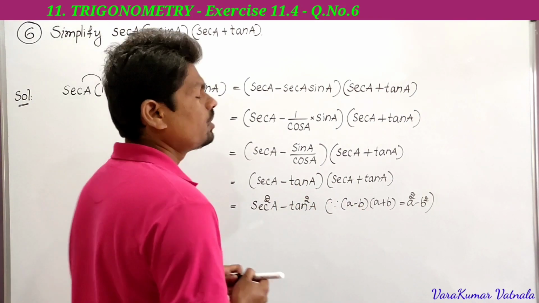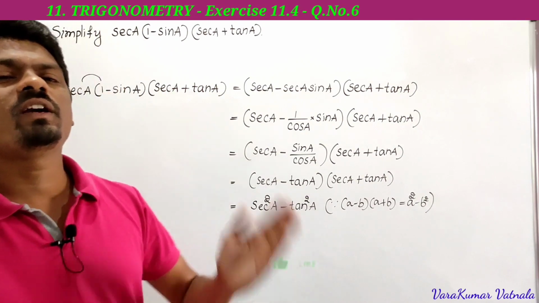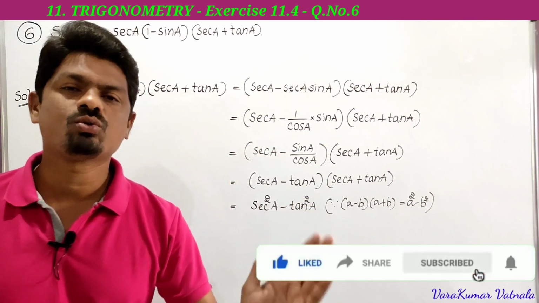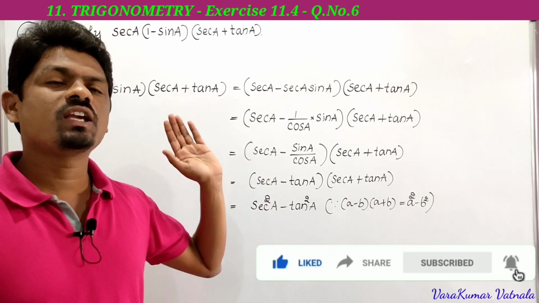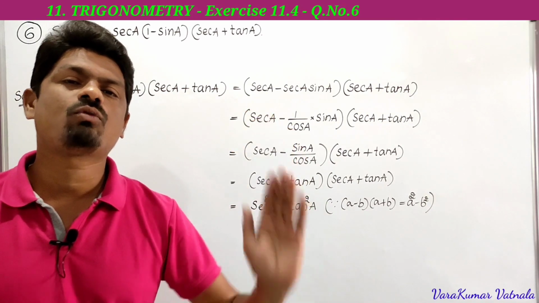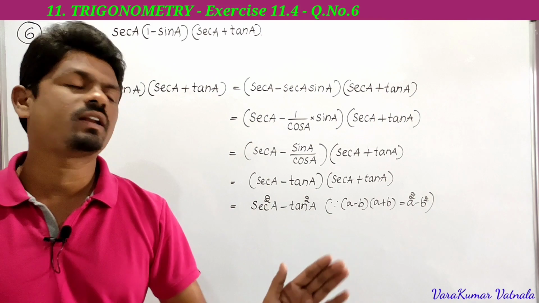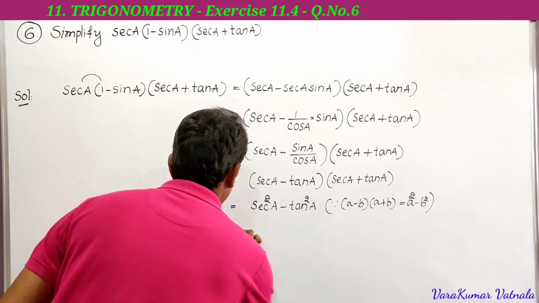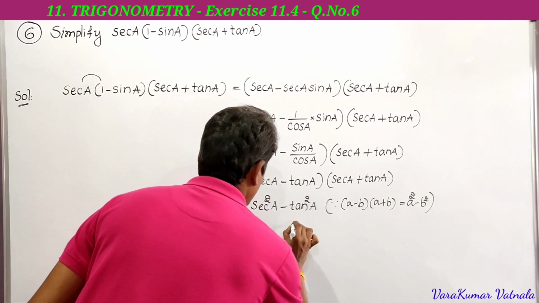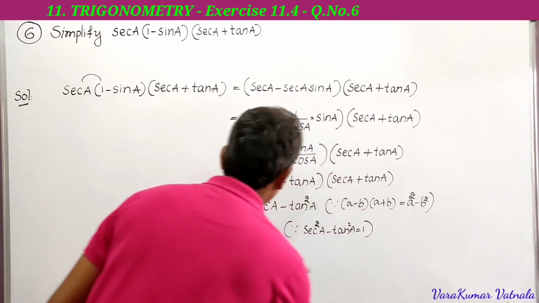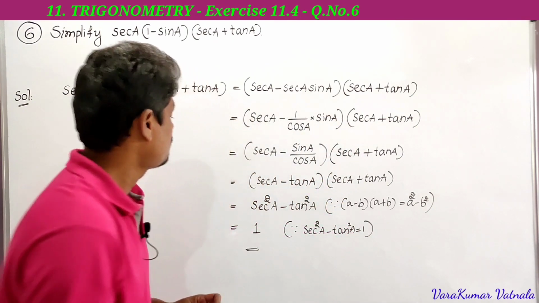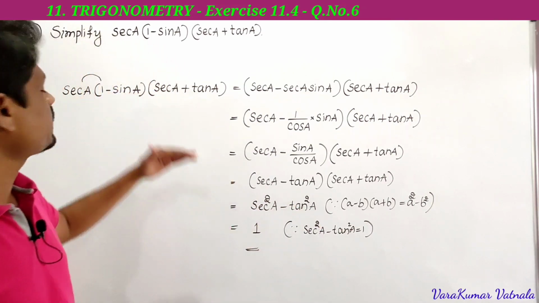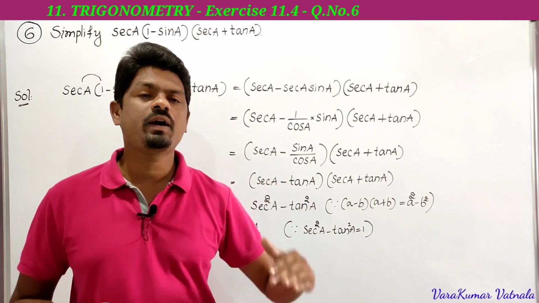So, using the second trigonometric identity, 1 plus tan square A equal to secant square A, so secant square A minus tan square A equal to 1. From the second trigonometric identity we get secant square A minus tan square A equal to 1. So this is the sixth problem in exercise 11.4.